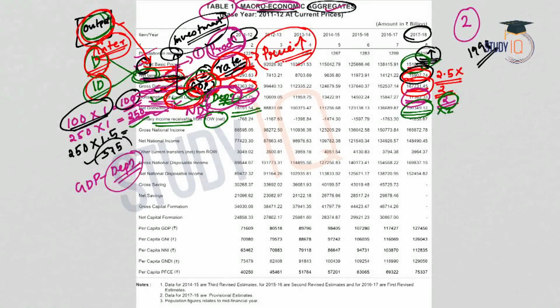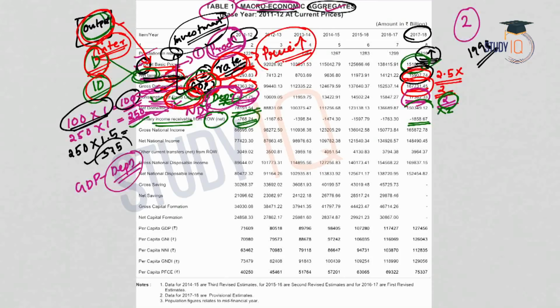Next is the primary income receivable from ROW. ROW is rest of the world. That means income receivable from outside the country. You will see here negative values. In 2011-12 it was minus 768.24. Now it is minus 1858.67. So it has increased.